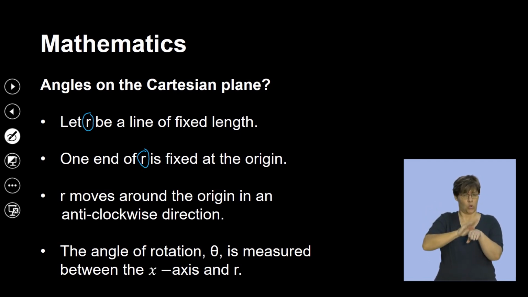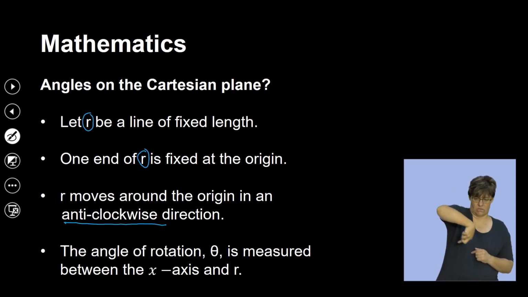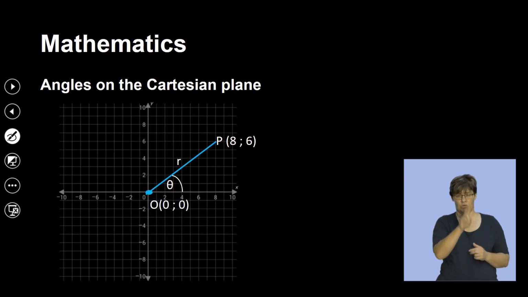For us to measure angles on a Cartesian plane, we start from the x-axis on the right-hand side, and we move in an anti-clockwise direction. Then the angle of rotation theta is normally measured between the x-axis and R. So let's look at this. I'm using 8 and 6 because it makes a right-angled triangle if I were to complete it by drawing the line like that.